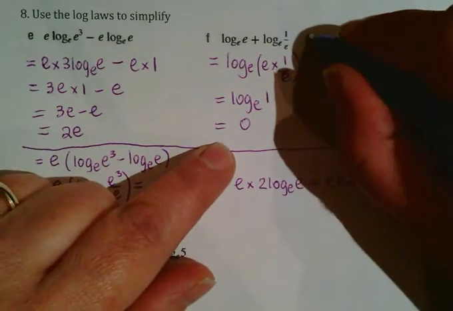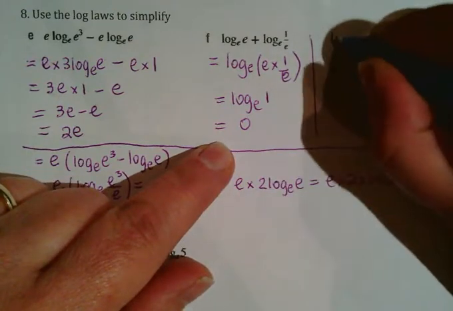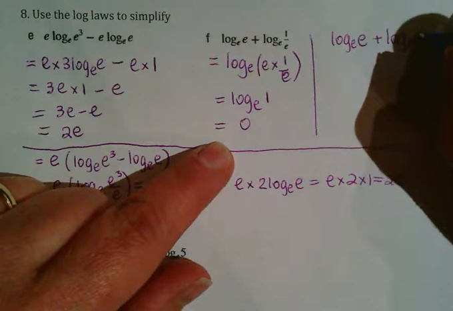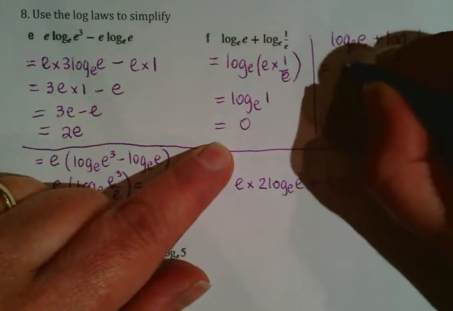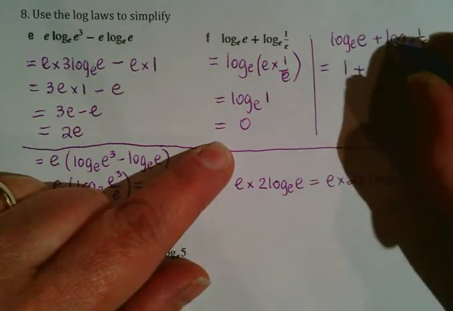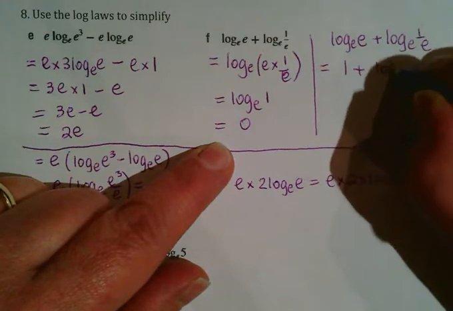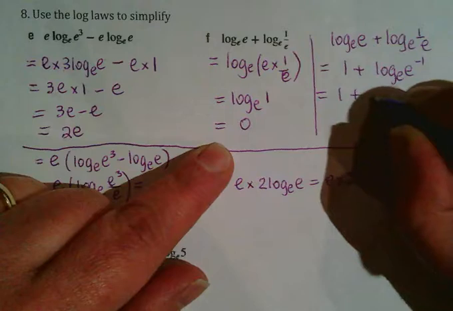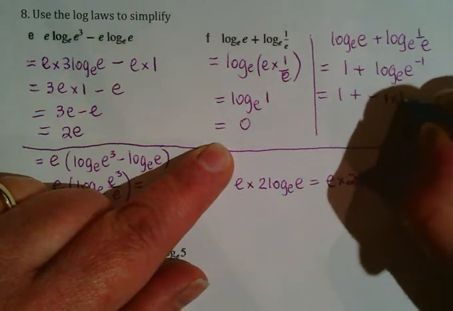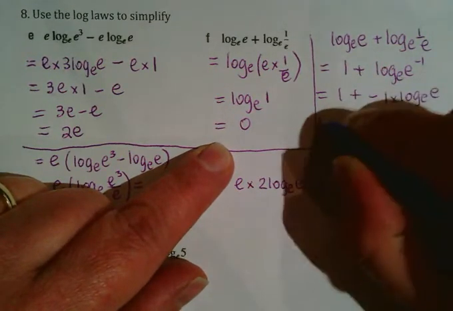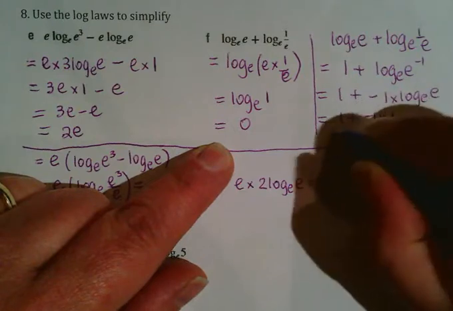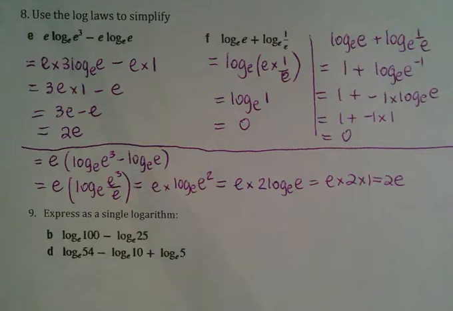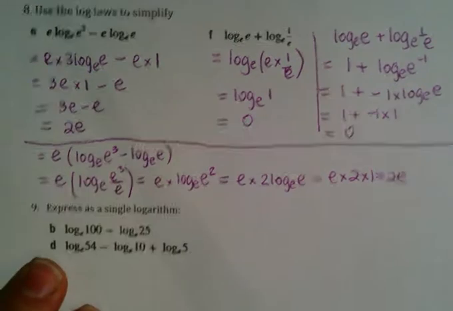Now the other way we could have done it is log to the base e of e plus log to the base e of 1 on e. Well, that's 1 plus log to the base e of 1 on e, which is log to the base e of e to the negative 1. So that's 1 plus, bring the negative 1 to the front, negative 1 times log to the base e of e. So it's 1 plus negative 1 times 1, which is 1 plus negative 1, which is also 0. So that just shows you two ways of doing that, okay?